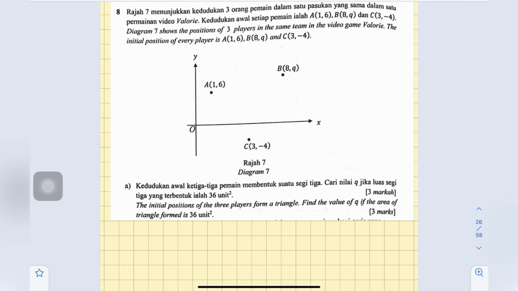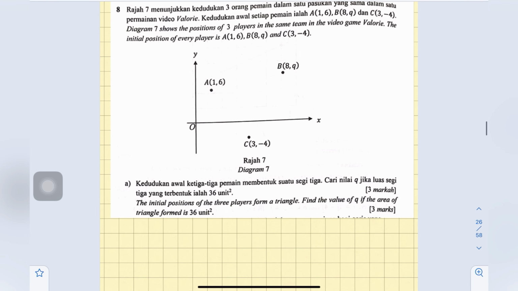Number 8, diagram 7 shows the positions of 3 players in the same team in the video game Valorant. The initial position of every player is A(1, 6), B(8, q) and C(3, negative 4). A, the initial positions of the 3 players form a triangle. Find the value of q if the area of the triangle formed is 36 unit squared.